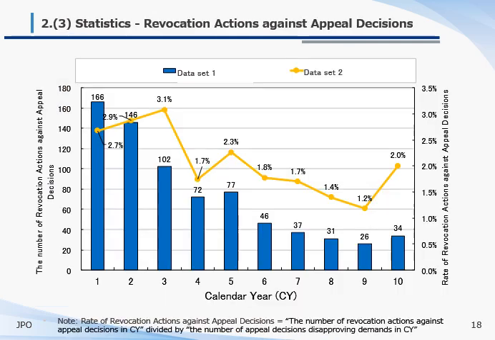This chart indicates the ratio of revocation actions instituted against appeal decisions. Revocation actions are instituted with the IP High Court. In 2% of those who appeal against examiners' decision cases, revocation actions are instituted.